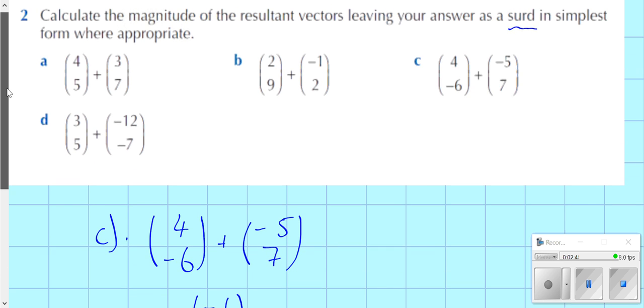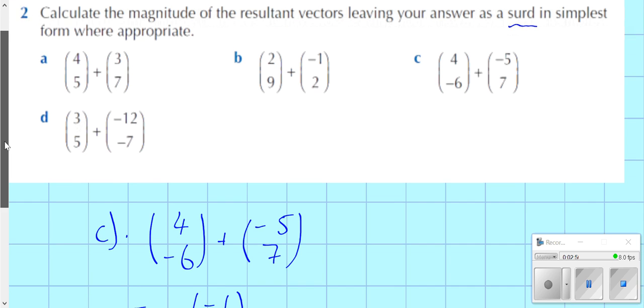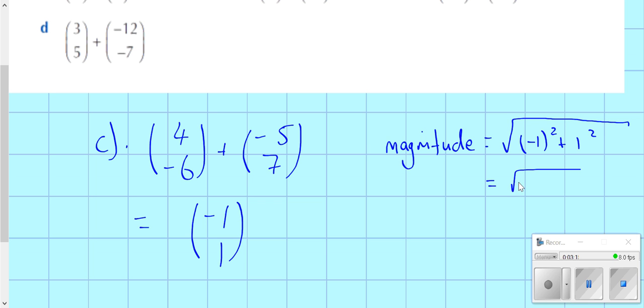Now, it's asking for the magnitude of the resultant vector. So it's the magnitude of your answer, this vector here. I'm just going to write magnitude, because it's not giving me letters to refer to. So the magnitude is going to be the square root of -1 squared plus 1 squared, which is the square root of 1 add 1, which is the square root of 2. And that is the surd in its simplest form.